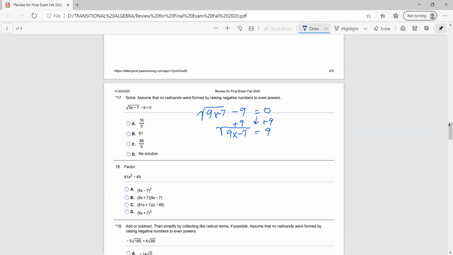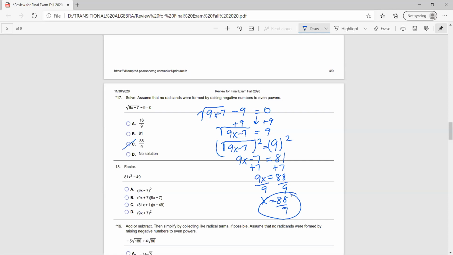So if I want to get rid of a square root, you always want to do the opposite of what's happening. So I would square it. If I square it on that side, I have to square it over here. So that's going to give me 81. And on this side, I'm going to get rid of that square root, so I'm going to add 7. 81 plus 7 is 88. And we get 9x is equal to 88. Divide by 9. The answer that they have is 88 divided by 9, which is C.